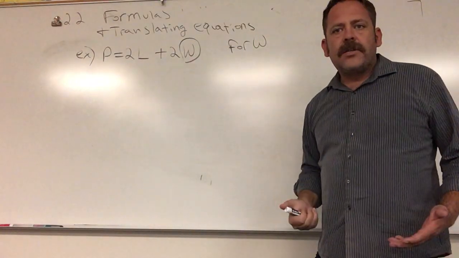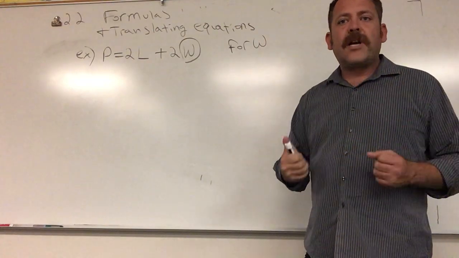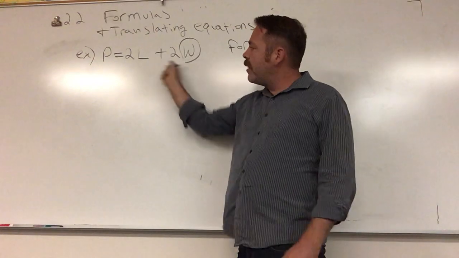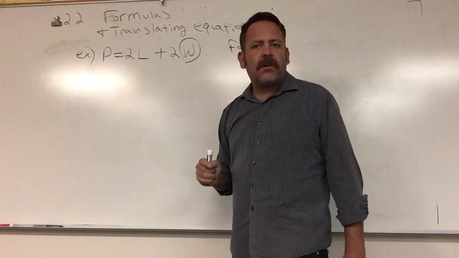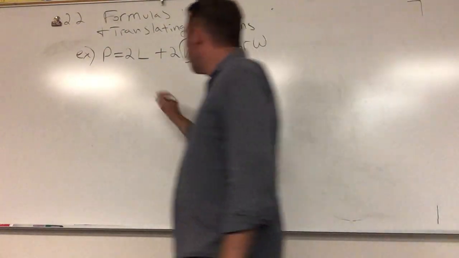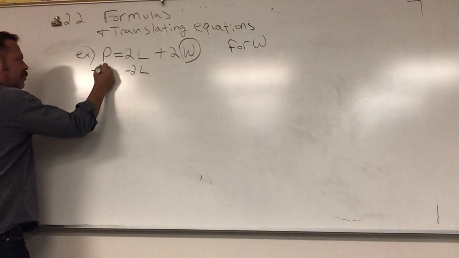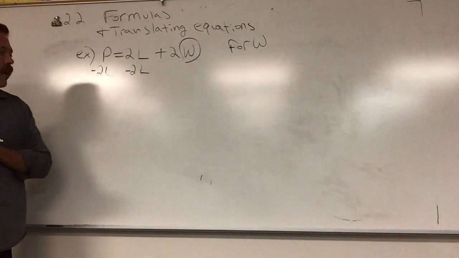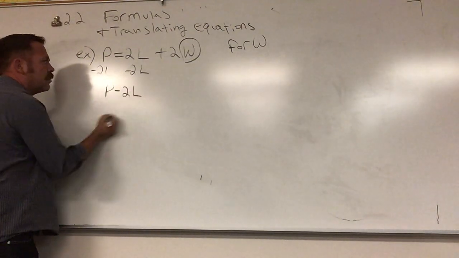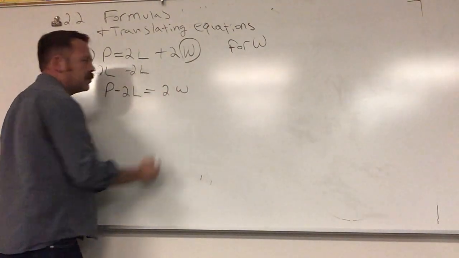When we're solving equations, we have an order of doing things. Remember, I suggested that you inverse add and subtract first before you inverse multiply and divide. So how would we get rid of that plus 2L? We're going to subtract 2L from each side. So minus 2L and minus 2L. And then I'm left with P minus 2L equals 2W.